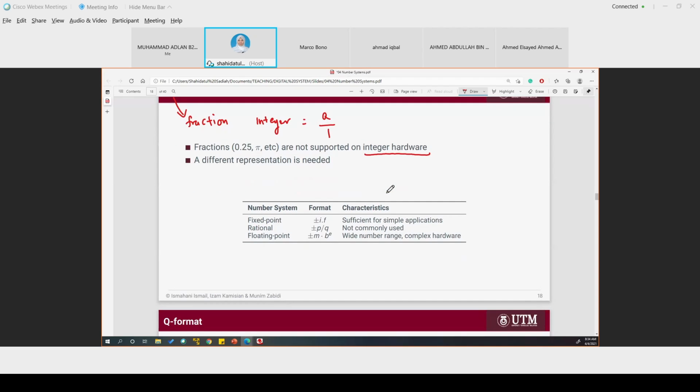There are types of representation for a fraction, the first of which is fixed point. It is sufficient for a simple application. Remember, fixed point, simple application. Then there's also rational number, but it is not commonly used and we're not going to look into it, so you don't have to worry about this. Another one that we're going to talk about is floating point.